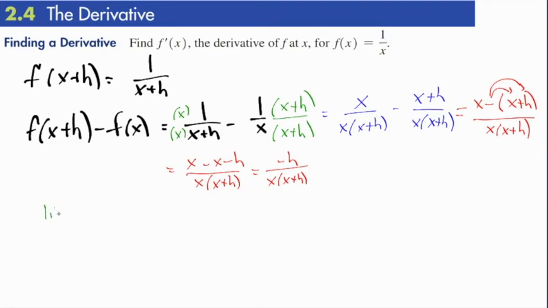And now write the limit as h goes to 0 of f of x plus h minus f of x all over h. And now we see we have a complex fraction. So we rewrite it as the fraction divided by h is the same as a fraction multiplied by the reciprocal.